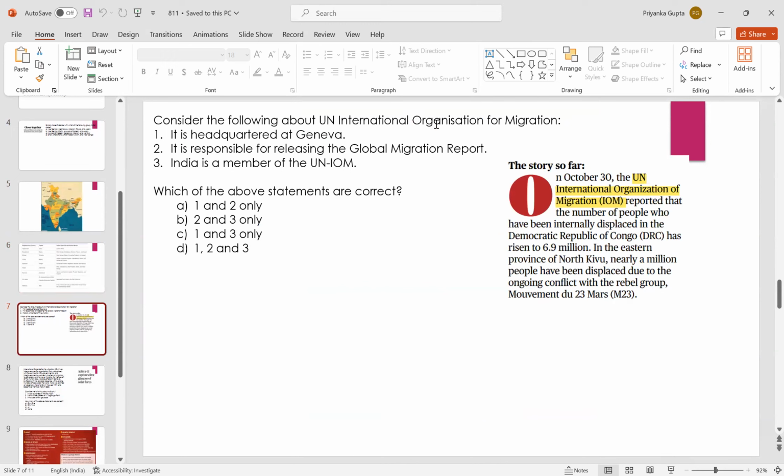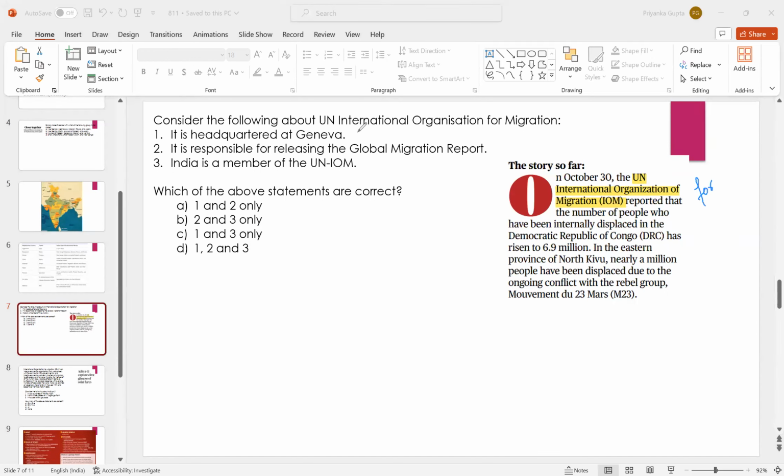Consider the following about UN International Organization for Migration. Why this question? Because of the article in The Hindu which talks about the ongoing dispute between DRC, that is Democratic Republic of Congo, and Rwanda. The article mentions the UN International Organization for Migration. It should ideally be for migration.